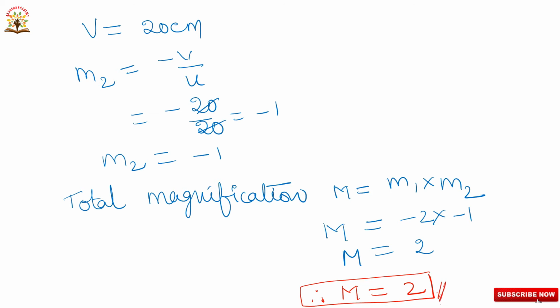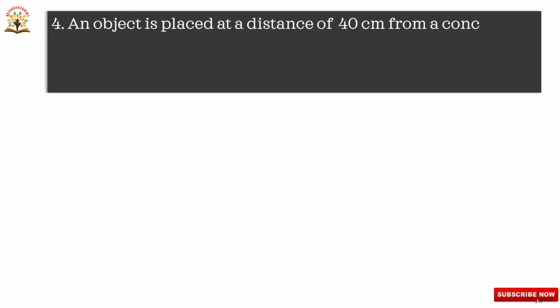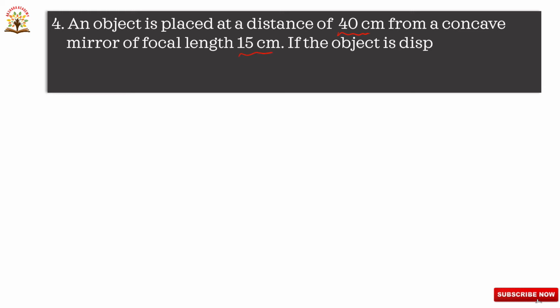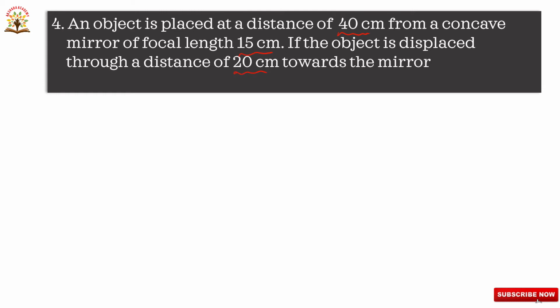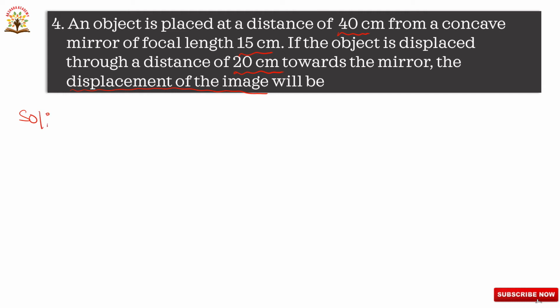Okay, next we will go to the next question. An object is placed at a distance of 40 centimeters from a concave mirror of focal length 15 centimeters. If the object is displaced through a distance of 20 centimeters toward the mirror, what will be the displacement of the image? Here we have to calculate the displacement of the image. Let us go to the solution.